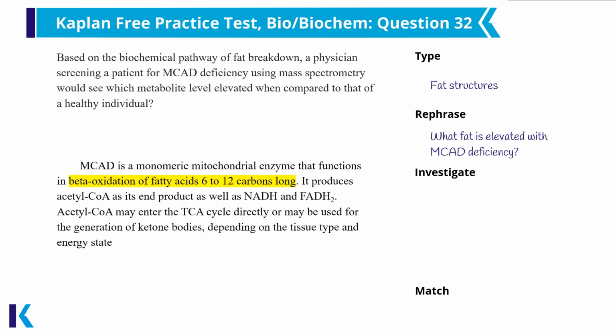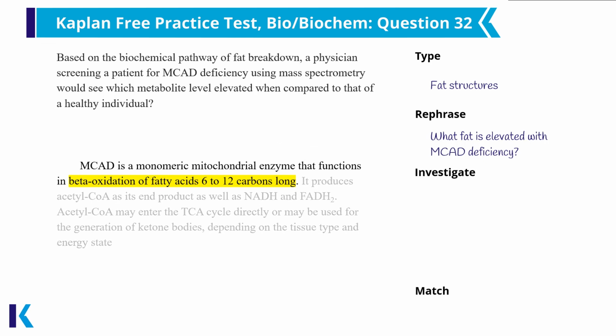Taking a closer look at paragraph 2, this detail about the reaction catalyzed catches my attention. I'm told that it functions in beta oxidation of fatty acids 6 to 12 carbons long. I know that beta oxidation takes fatty acids and chops off 2 carbon bits and adds them to CoA to create acetyl-CoA. So if I have non-functional MCAD, I'll get a buildup of fatty acids that are 6 to 12 carbons long. I know from my pattern analysis of the answers earlier that this doesn't let me make any conclusions about the polar head groups, but I can figure out if any of the answers have a hydrocarbon tail that is 6 to 12 carbons in length.